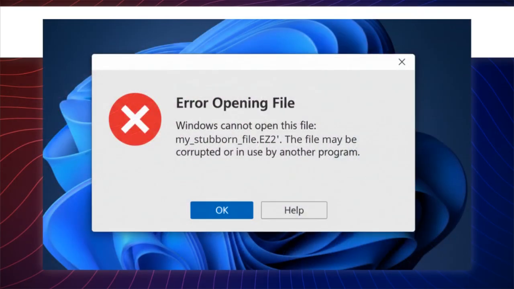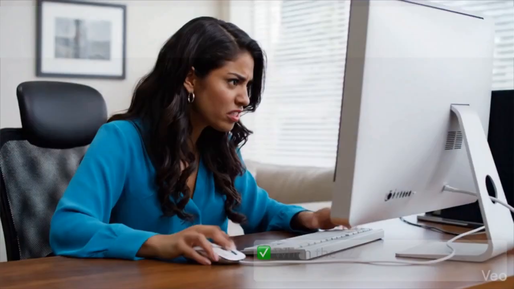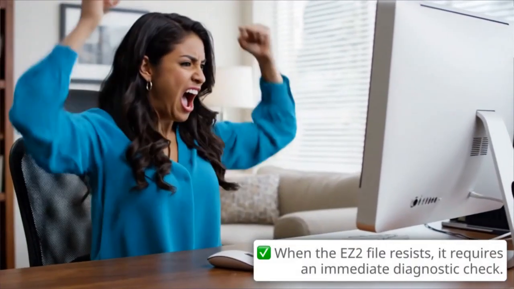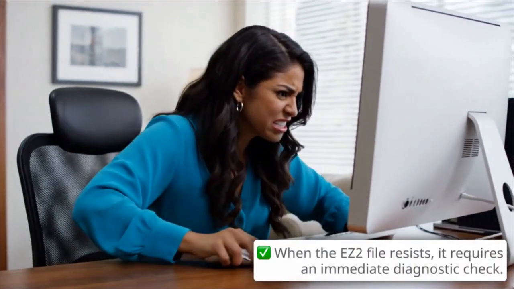When your EZ2 file isn't responding, don't worry, it's typical. When the initial application fails, we must assume a deeper problem. Let's jump into these 3 core diagnostic steps immediately.